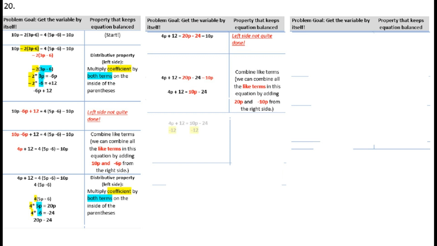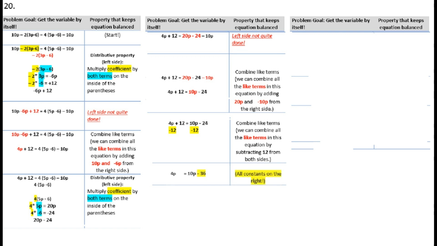Now we've got to go and subtract 10p from 20p, okay? So 20 minus 10 is 10. Now our equation is something that looks a little bit better. 4p plus 12 equals 10p minus 24. Now we can start sliding our terms around. We will subtract 12 from both sides.